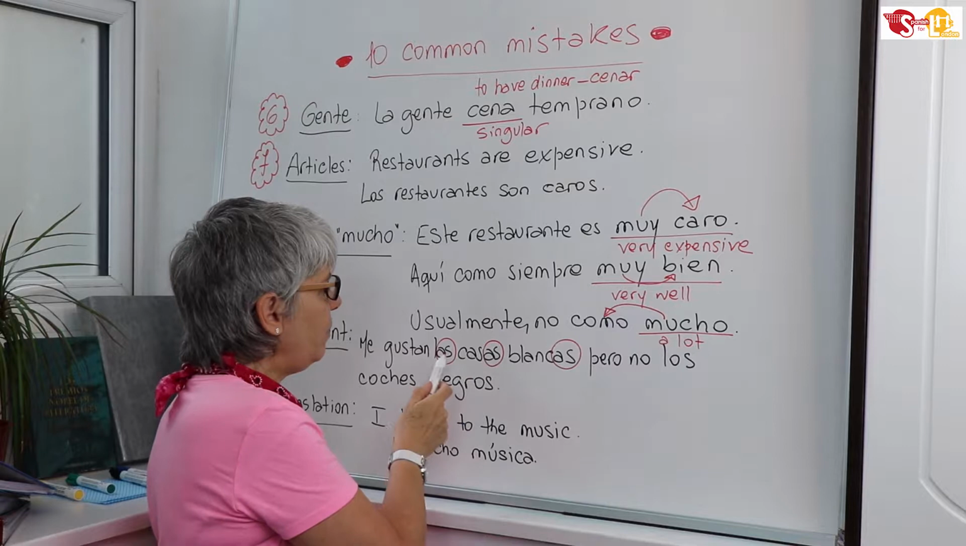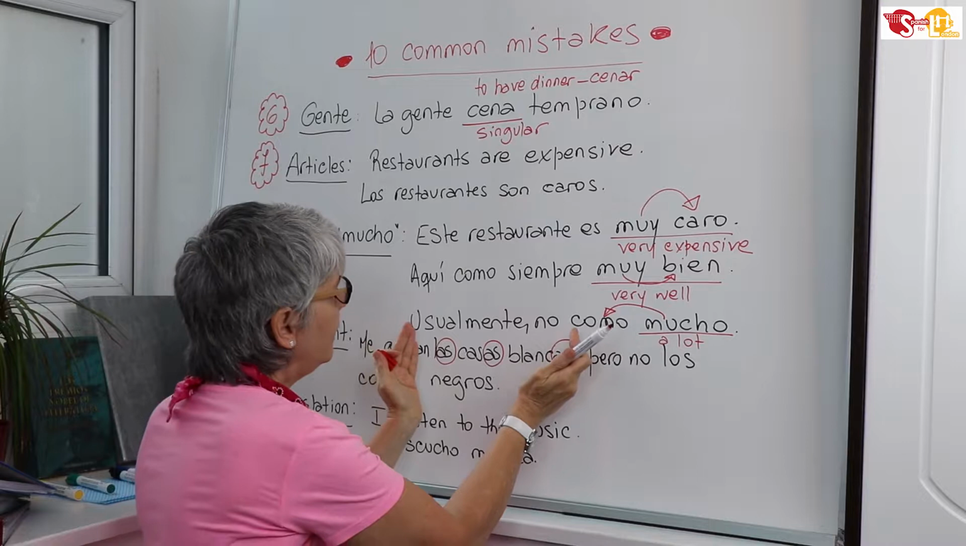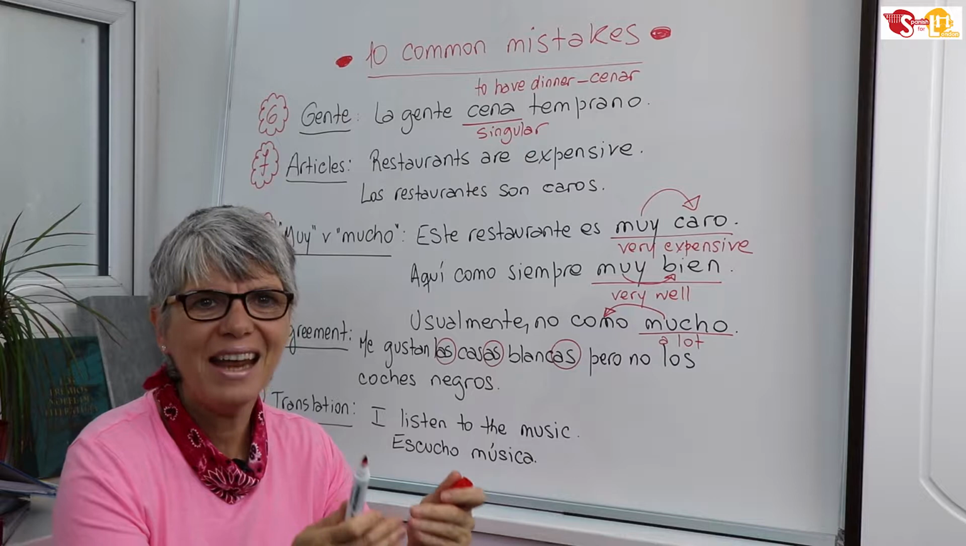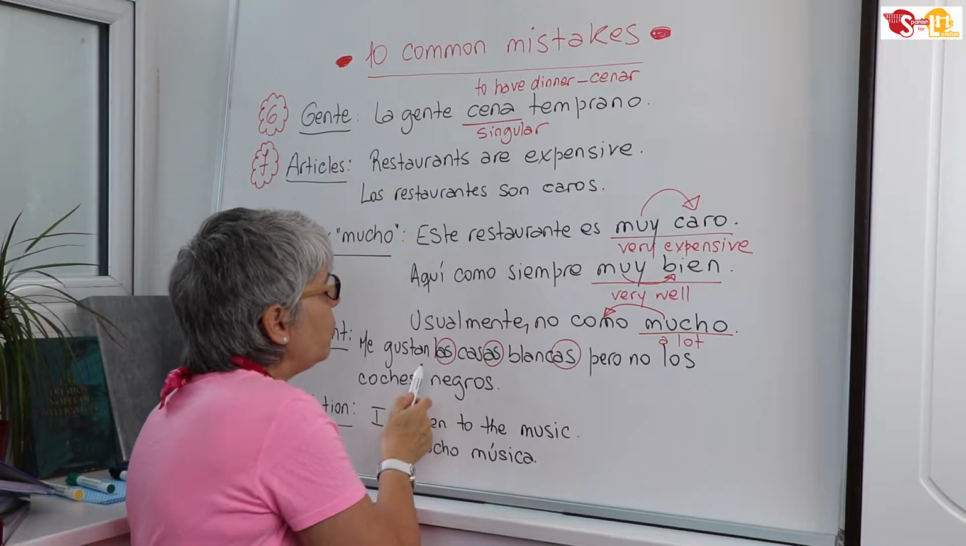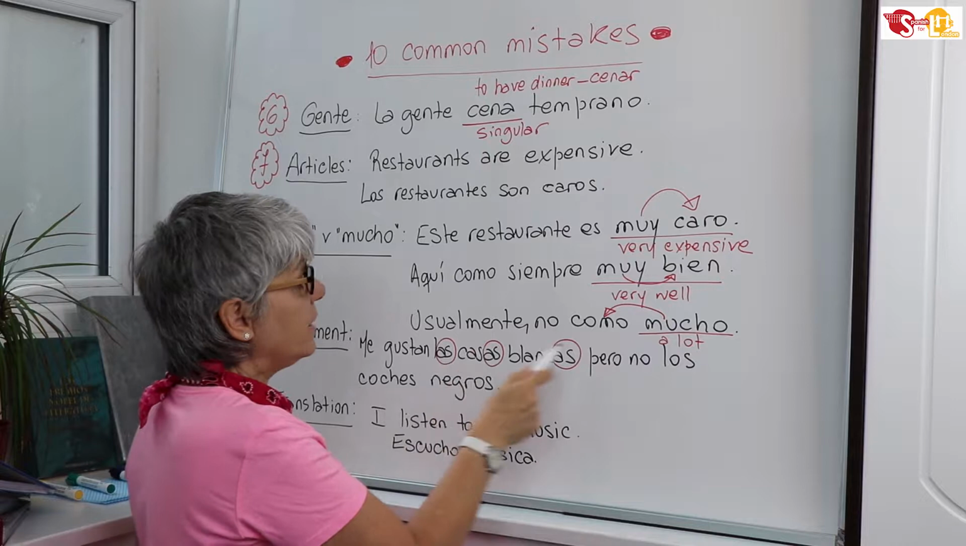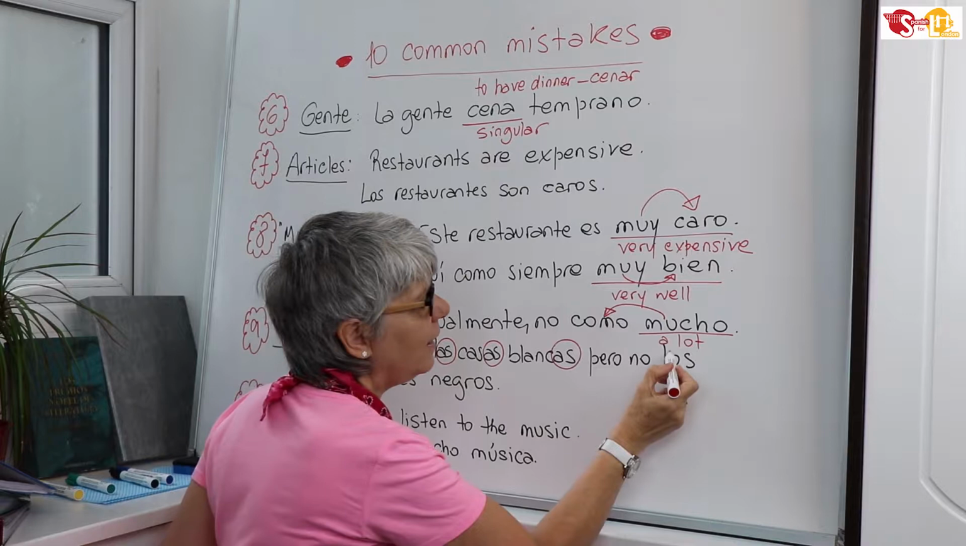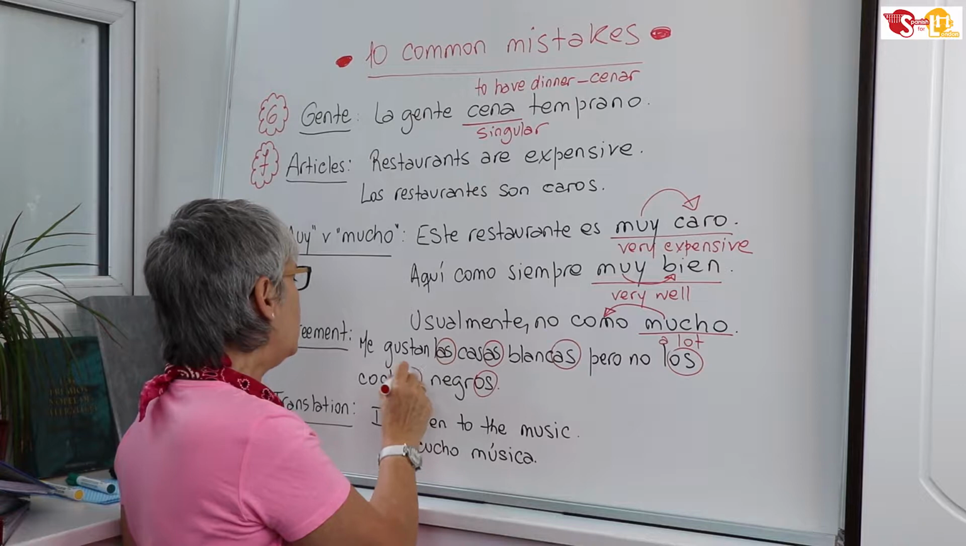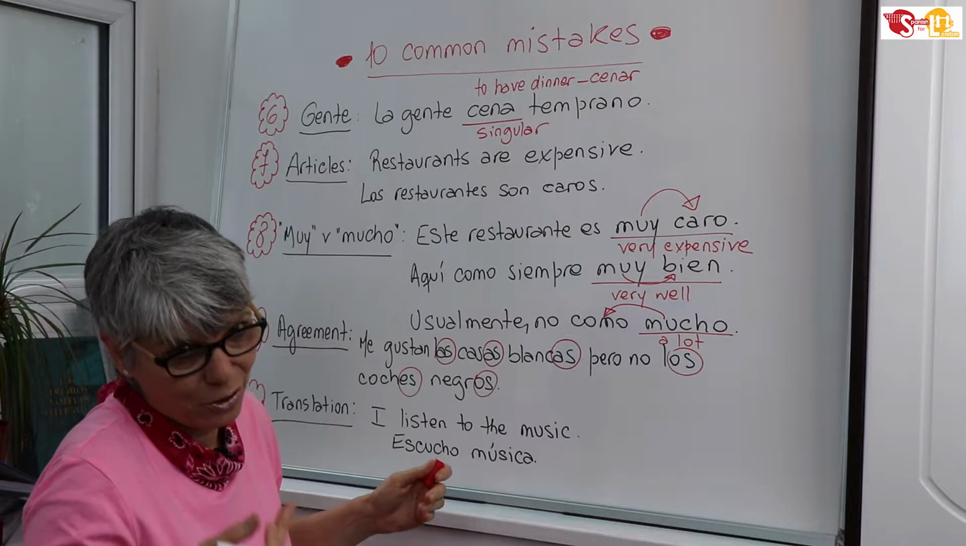Remember that words in a phrase are like members of the same team playing the same match all together. So if one of them is feminine and plural, all of them follow the leader, which is, by the way, the article. But look at this. I like white houses, but not black cars. Now, the leader, the article, masculine plural, and coches, the word doesn't end with O, but el coche is masculine. So, masculine plural, masculine plural, masculine plural.